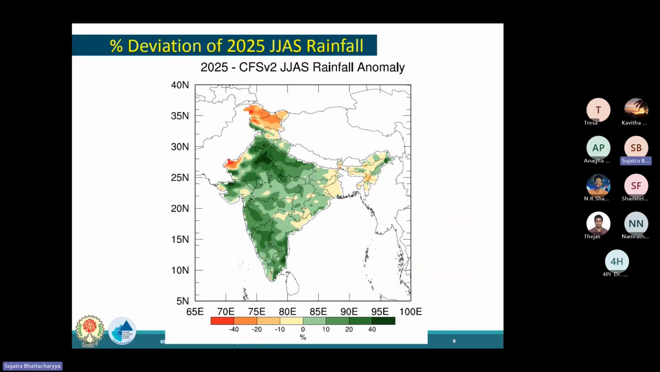I have masked the ocean part and only taken the Indian region to show how the CFS V2 ensemble percentage deviation looks. We can see that it is above 10% over the southern peninsular region, but below normal over these two pockets, that is over the northeast and this one. How far it compares with observation, we need to really see. Though it is saying it is less, there has already been one spell of rainfall in the northeast.